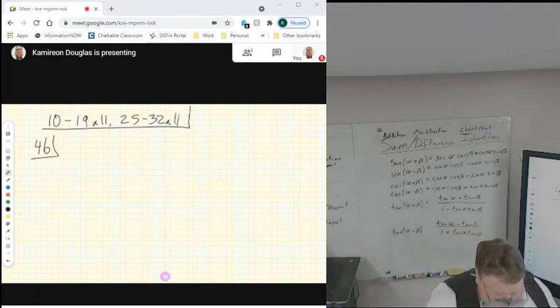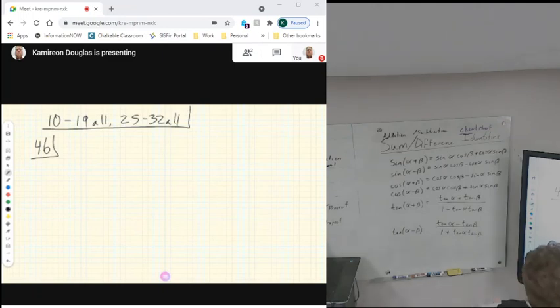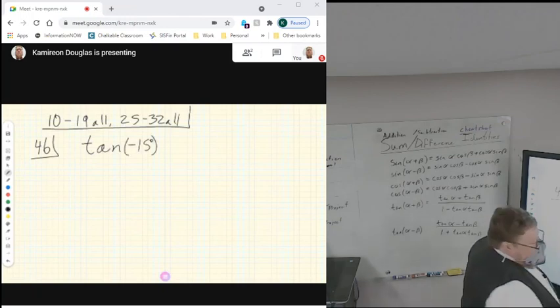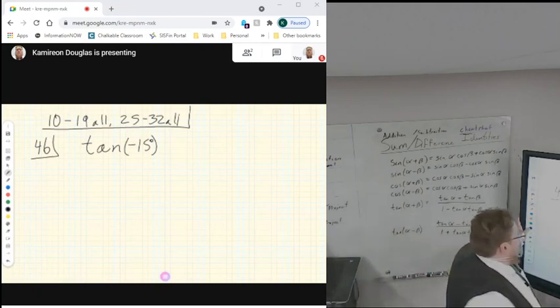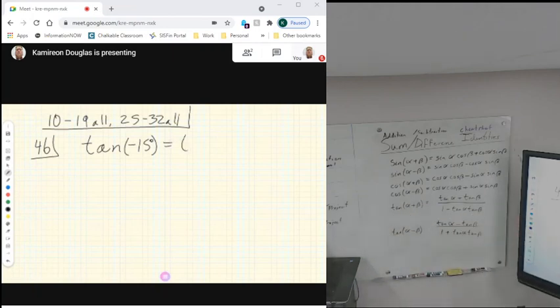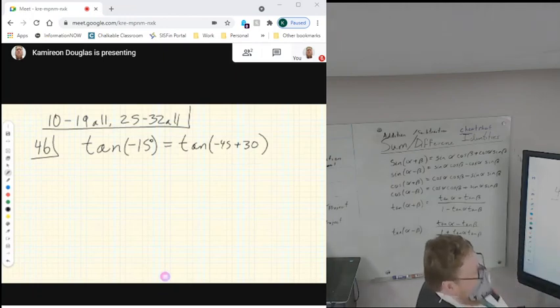Number 46 says tangent of negative 15. So you gave me a hard problem. Hold on, I think I got it. Would it be tangent of negative 45 plus 30? That's one way, and then that's all I put. That is one way to do it.